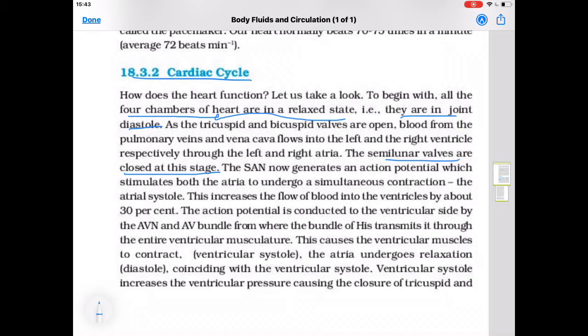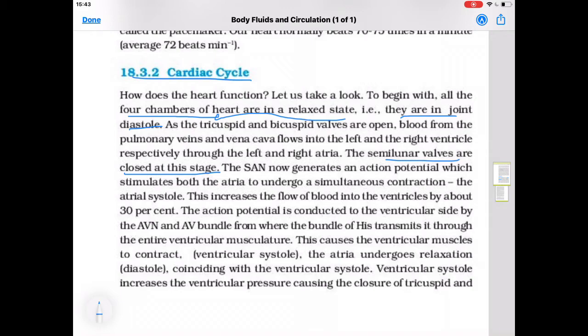After joint diastole comes auricular systole. Now the auricles contract. So here more blood is poured into ventricle. When auricles contract, auricles push more blood into the ventricle. So 30% more blood is poured into the ventricles.